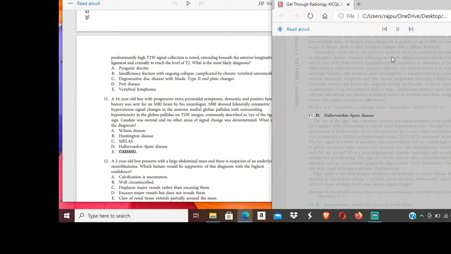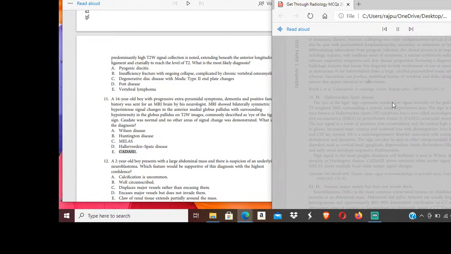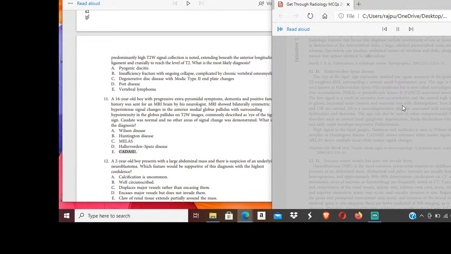11. D. Hallervorden-Spatz disease. The eye of the tiger sign represents marked low signal intensity of the globus pallidi on T2-weighted MRI, surrounding a central, small hyperintense area. The sign is seen in what was once known as Hallervorden-Spatz syndrome, but is now called neurodegeneration with brain iron accumulation, NBIA, or pantothenate kinase 2, PANK2, associated neurodegeneration. The low signal is a result of excessive iron accumulation, and the central high signal is attributed to gliosis, increased water content, and neuronal loss with disintegration.